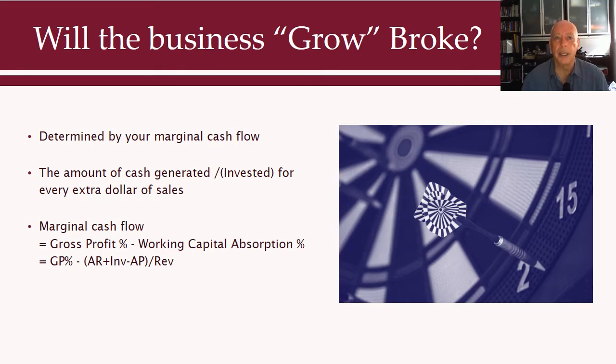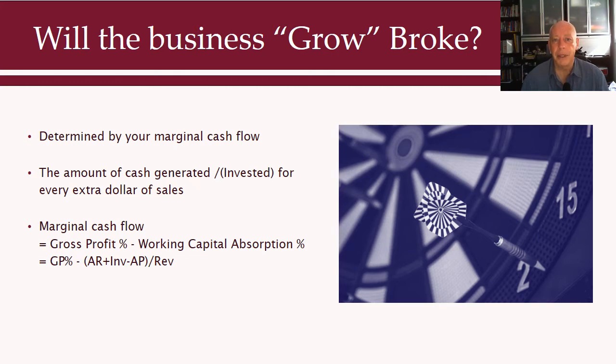When we look at this, why do we look at it? Simply put, when you have a dollar of sales, you're going to get a certain money back from that dollar that you've invested into the purchasing of that product, and that's your gross profit. Then you're going to have invested money to make that happen, and that's your working capital. So what we're looking at is, is the money that I'm going to get after my sale greater than the money that I've had to invest? And this is determined by your working capital and your gross profit, and it's called your marginal cash flow.